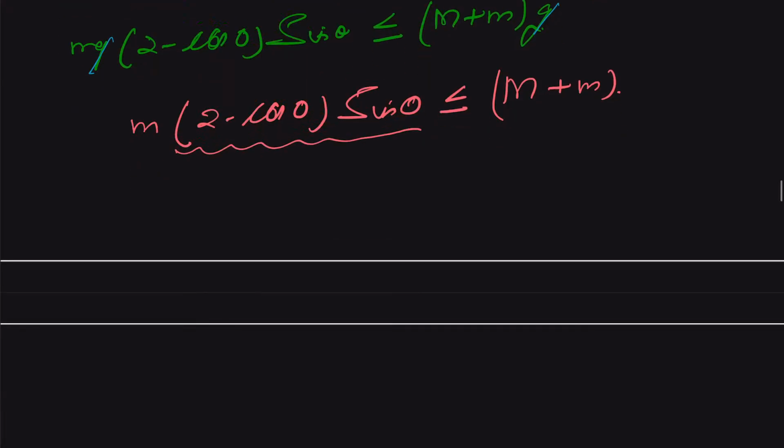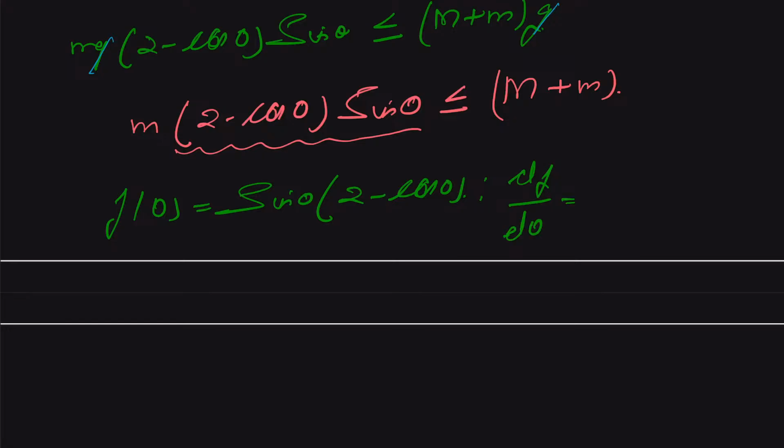Okay, so let us say that we have our f(θ) is equal to sin θ (2 - cos θ). So we differentiate it and equate it to 0. Okay. So we get this as cos θ (2 - cos θ) + sin² θ, and we are going to get it equal to 0.